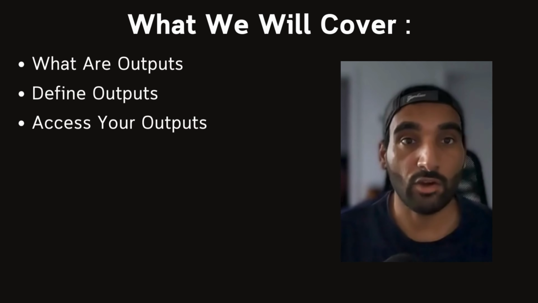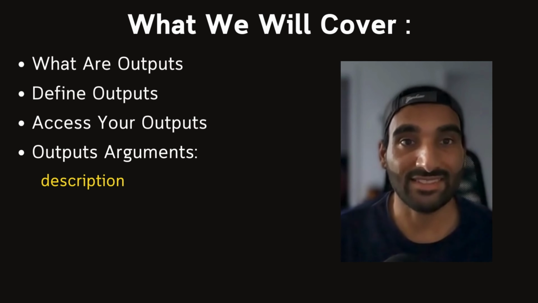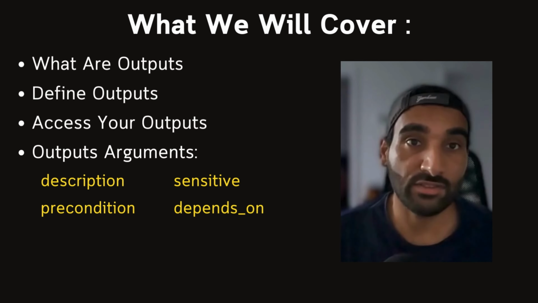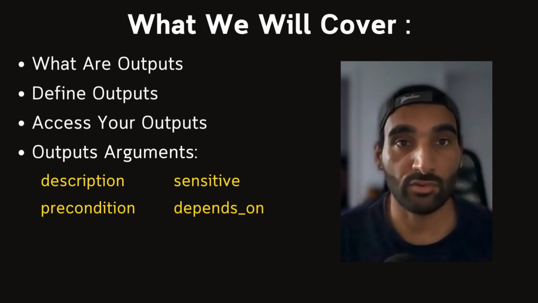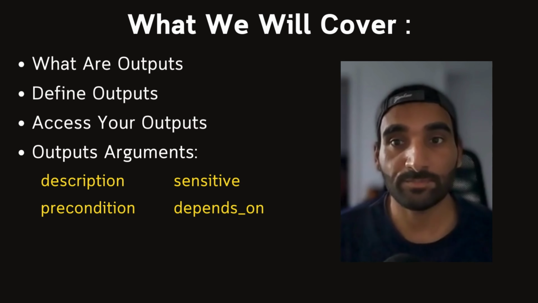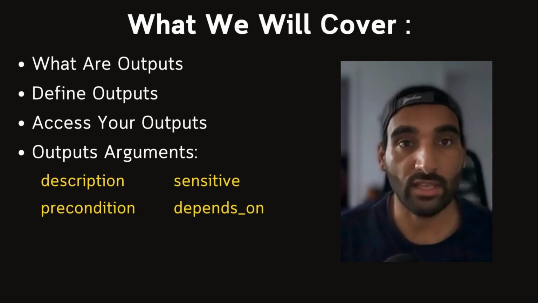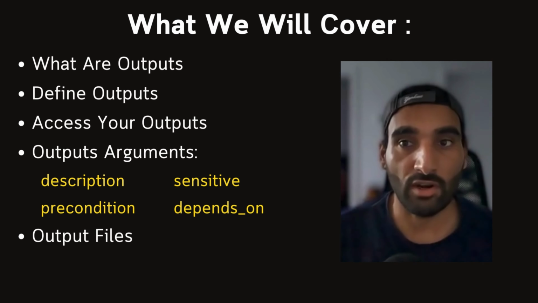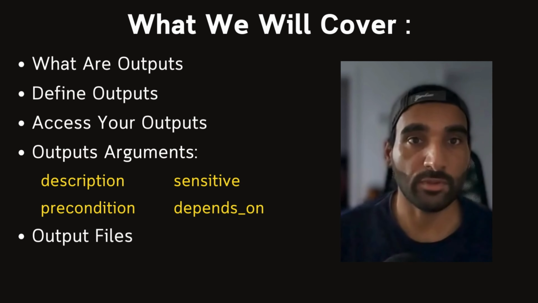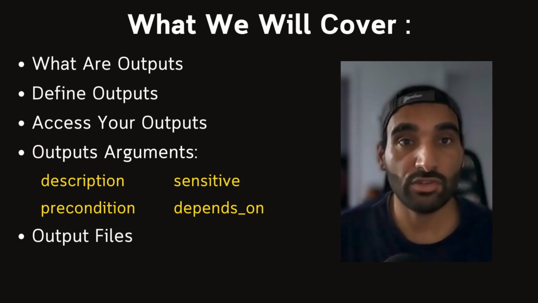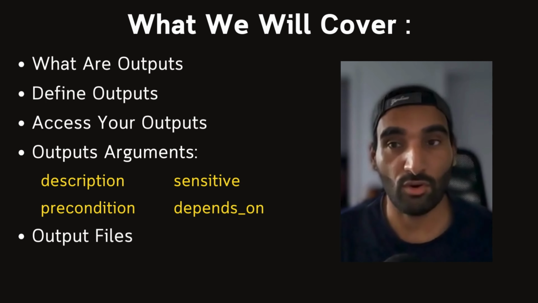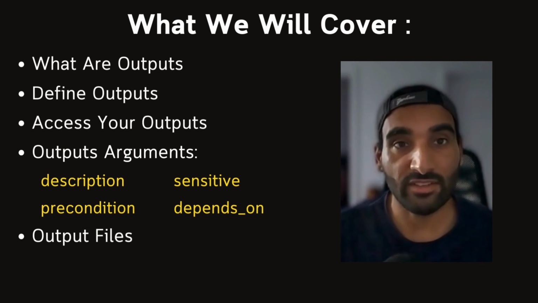We'll then look at output arguments like description, sensitive, precondition, and depends_on, and I'll also demonstrate how they play their role when we declare outputs. Finally, we're going to wrap up by creating different output files, which will demo how to keep your code organized and put all of your outputs in a single file. By the end of this video, you'll know how to define outputs, access them, and use them effectively, which would make your Terraform projects more organized and powerful. So without any delay, let's get started.